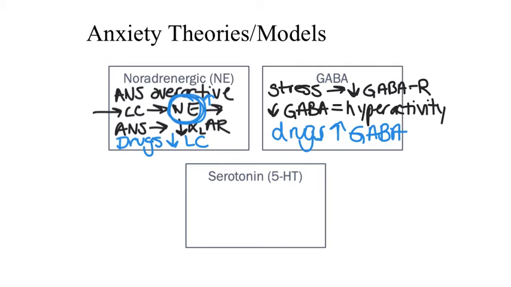Finally, the third model is the serotonin model. One support of this hypothesis is that when serotonin levels are decreased in individuals, this increases aggression and avoidance behavior, which are consistent with anxiety. And therefore, it is hypothesized that decreased serotonin levels could contribute to the production of anxiety symptoms.